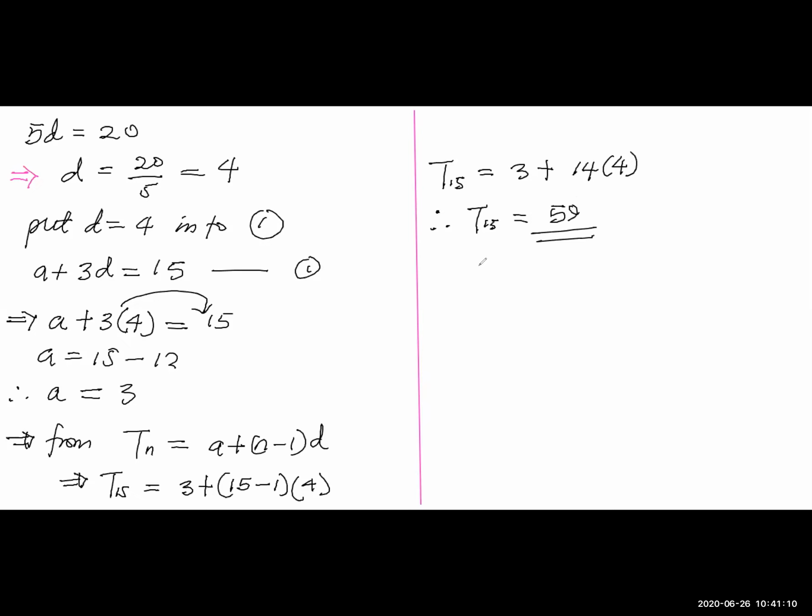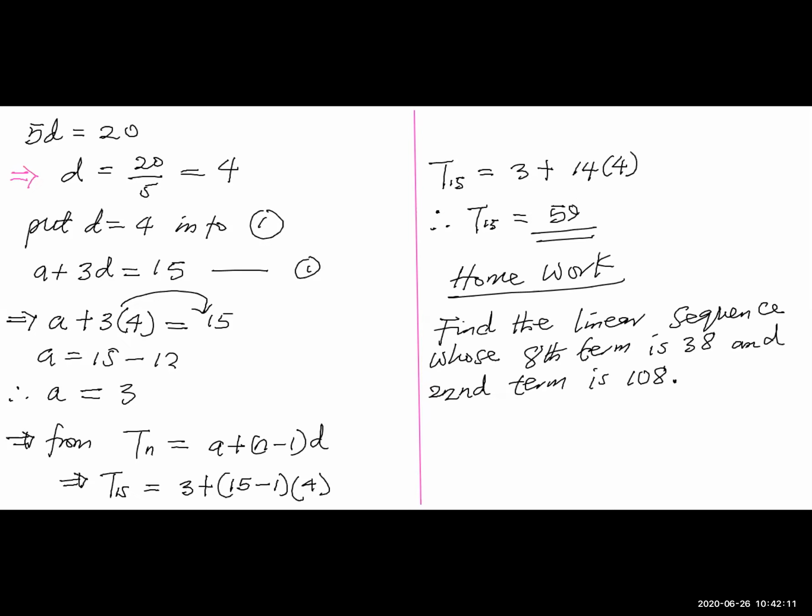Any question? Here is your homework: find the linear sequence whose 8th term is 38 and the 22nd term is 108. So you have to form the sequence. What is the sequence? It could be 1, 3, 5, 7, 9, or some other sequence. So of course you will need to determine what the sequence is. That's what they're asking you in this homework.